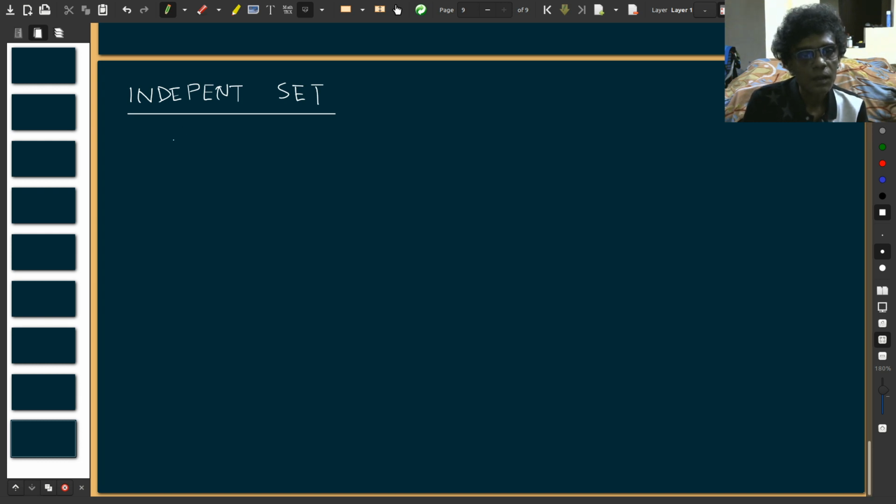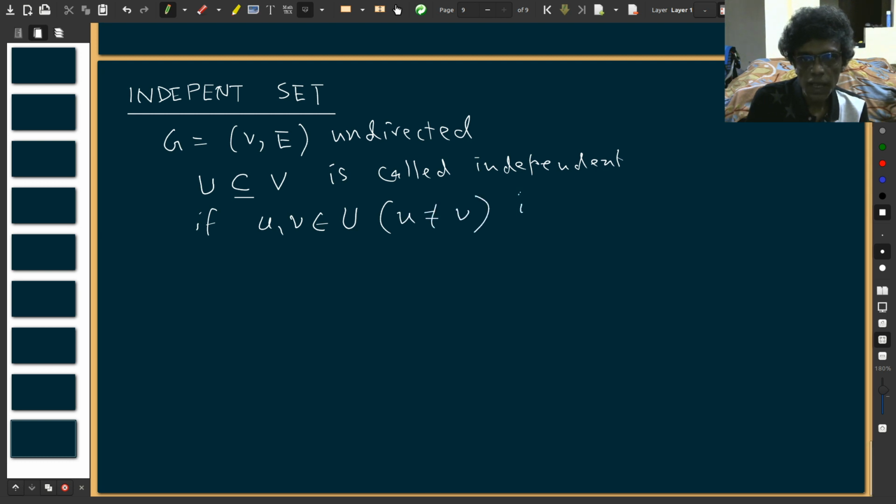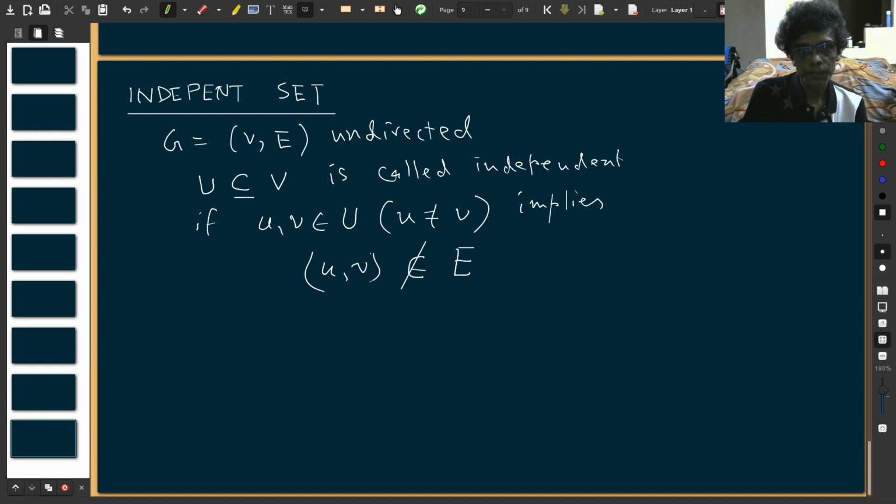This is just the opposite of Clique. So G equal to (V, E), undirected. A subset U of V is called independent if u, v in U, u not equal to v, implies (u, v) in Clique we had belongs to E, now I have not belongs to E. Independent set.